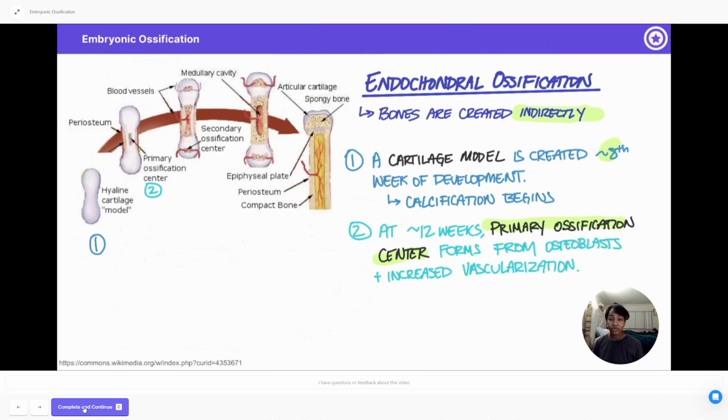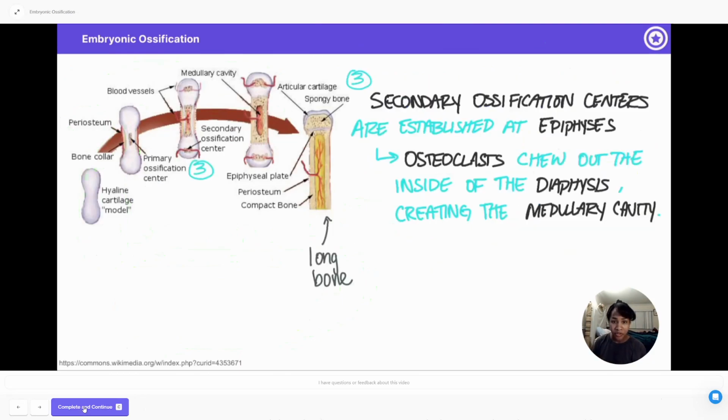And also around 12 weeks, we start to get some vascularization. So we get some blood vessels coming in to nourish those osteoblasts that are working really hard to build bone matrix. As the fetus continues to develop, we're going to notice that we're having some ossification happening at the epiphyses of the bone. And these are going to be called secondary ossification centers, simply because they're happening second.